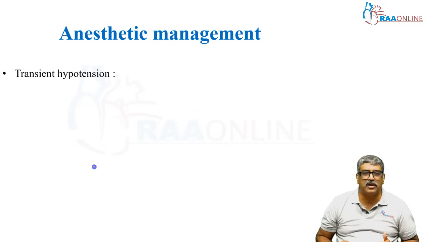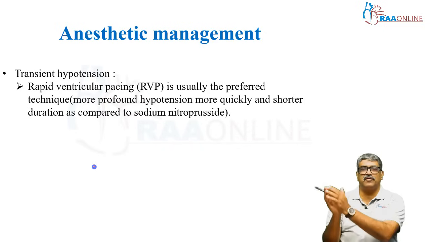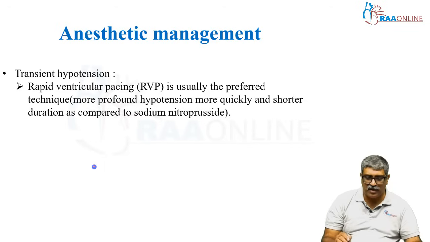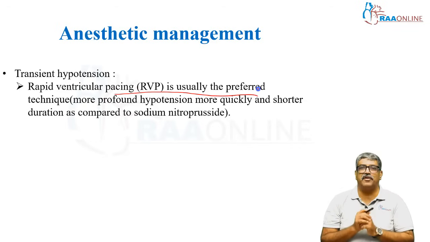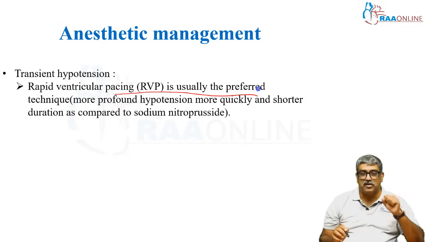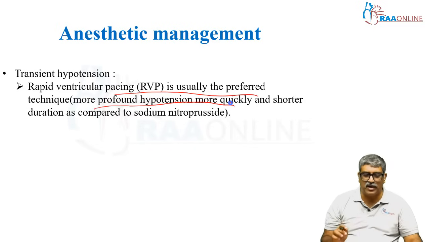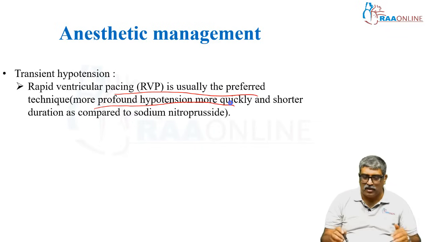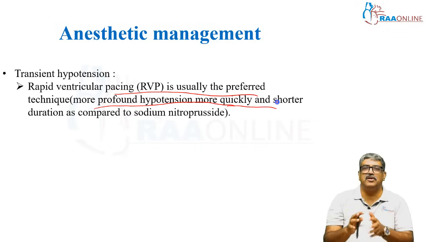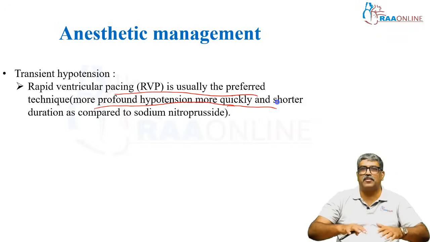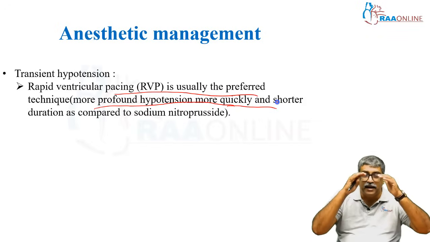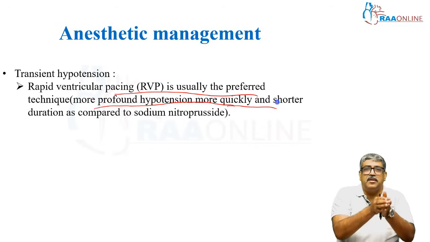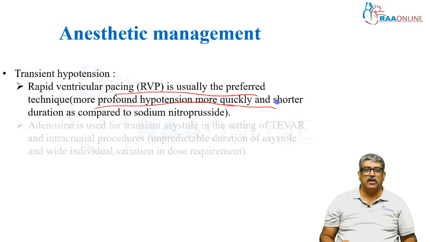This transient hypotension can be induced in two ways. One is pharmacological, another is rapid ventricular pacing. And rapid ventricular pacing is the usually preferred method. It provides more profound hypotension quickly and of shorter duration as compared to nitroprusside. Immediately, once you induce rapid ventricular pacing, the blood pressure drops drastically and it happens very fast so that you can put the stent at the proper landing zone.